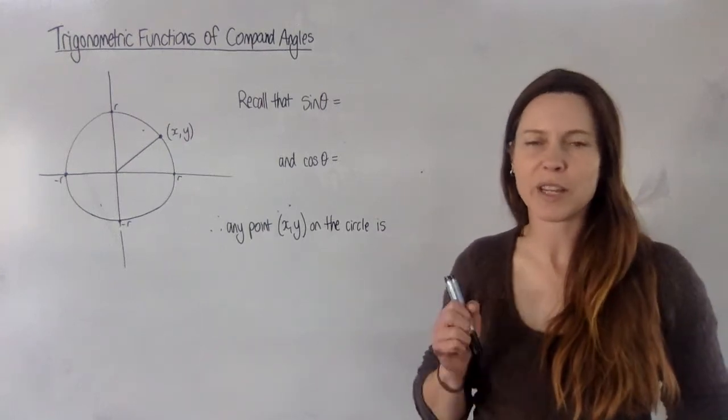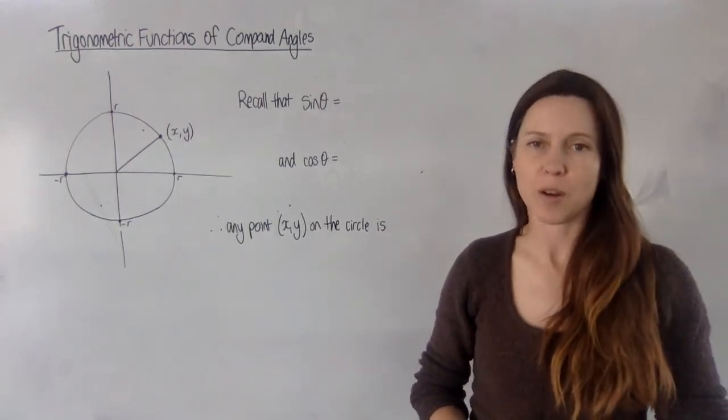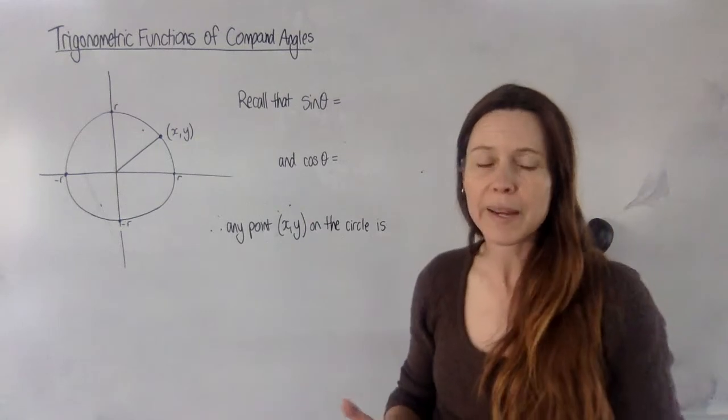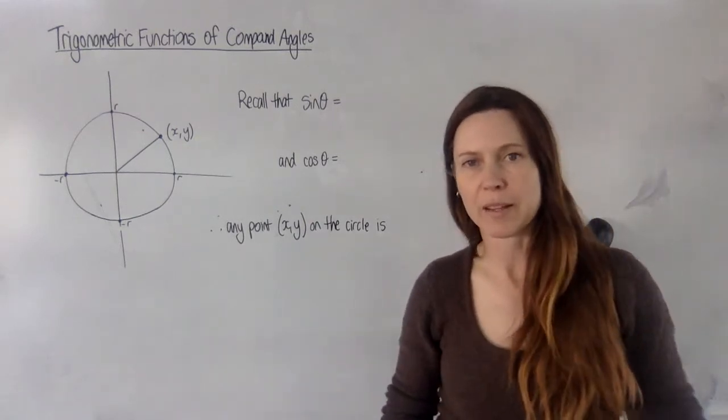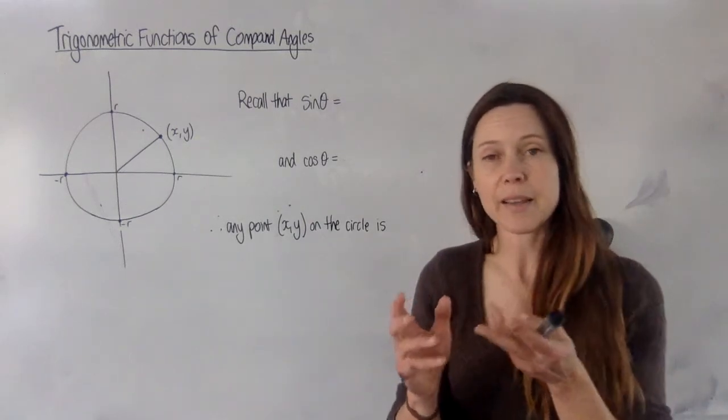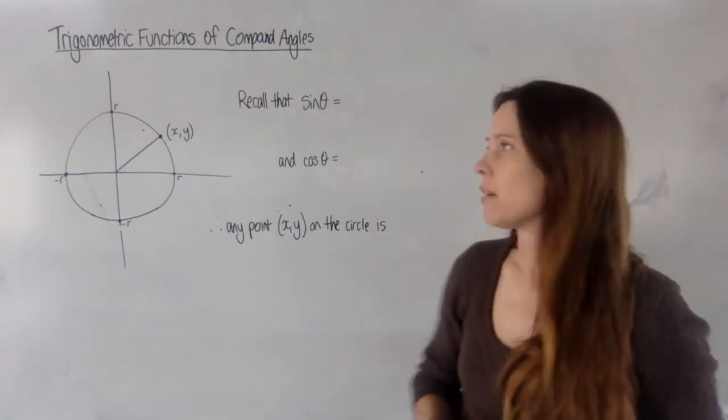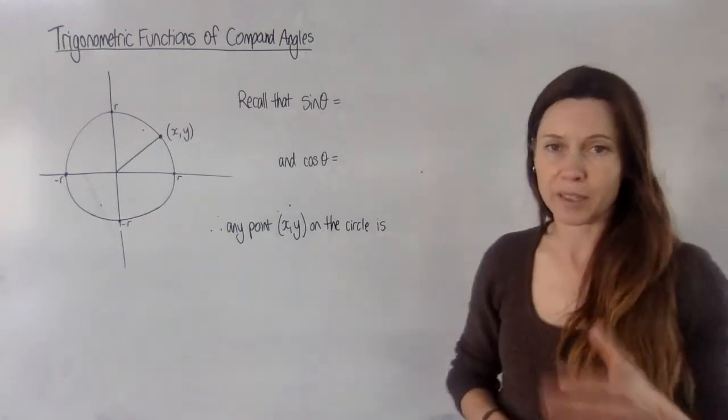In this lesson, we're looking at the trigonometric functions of compound angles. Now, a compound angle is just an angle that's made up of two parts, so it might be two parts that are added together or perhaps subtracted. Before we get into it, let's just look at a little bit of revision.